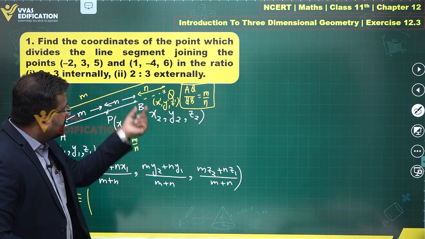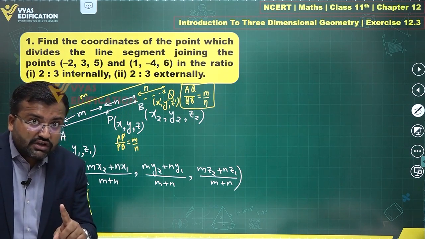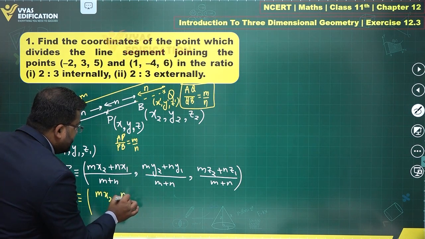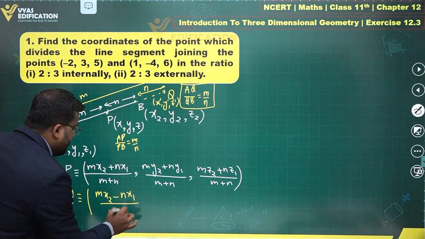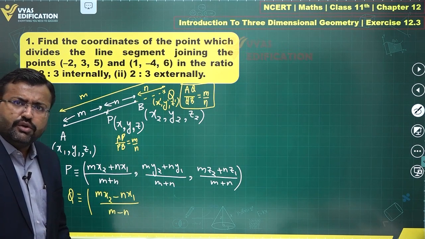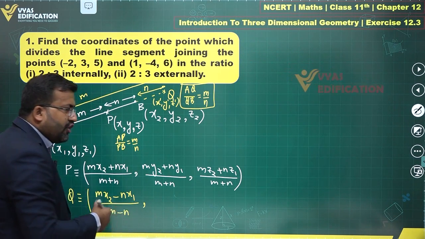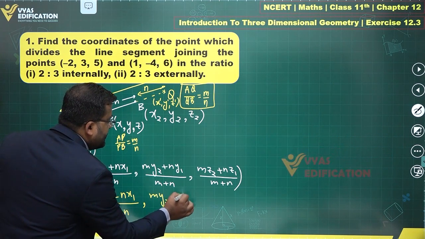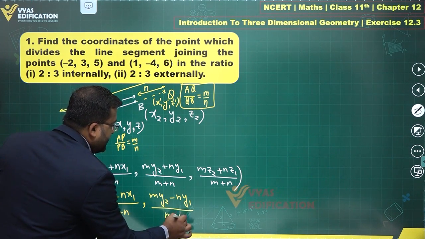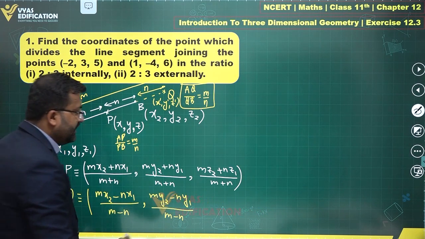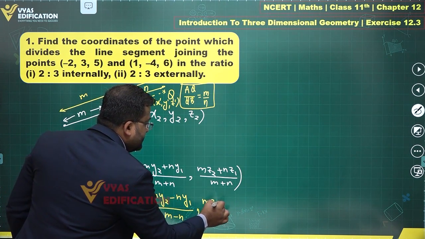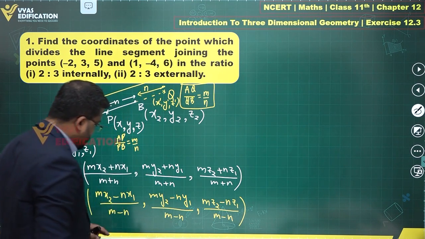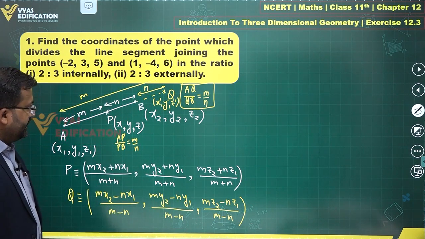Similarly, we'll do mx2 and nx1. Mind you, crossing, right? That's what we were doing. mx2 minus nx1 upon m minus n. This is what you'll be doing. The y coordinate that is y prime will be my2 minus ny1 upon m minus n, and the z coordinate will be mz2 minus nz1 upon m minus n. This is what you'll have, right?